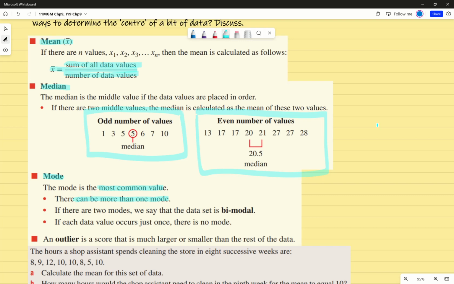The last bit I'll get you to write down is this section here. Outliers: a score much larger or smaller than the rest of the data. An outlier. So for example, if I'm doing an investigation to see what the average height of year 9C students are, and let's say for example, you're 1.5, 1.7, 1.6, and then there's a kid up the back that's 4 meters tall, that would be an outlier.